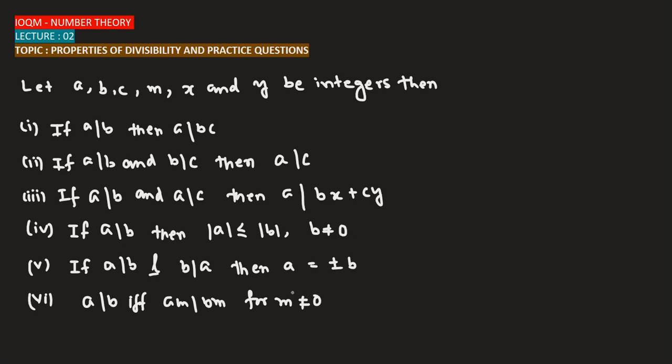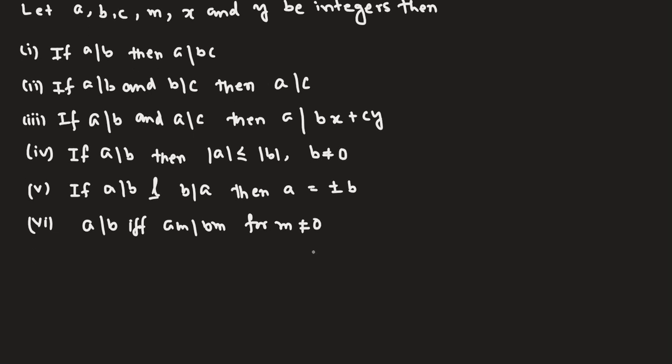Now the proofs of these properties are very simple. We can easily prove them. The proof is not required in the exam, but if you do the proof you can get the idea of how the result came. So now we go through the proofs one by one, and they are also very simple.